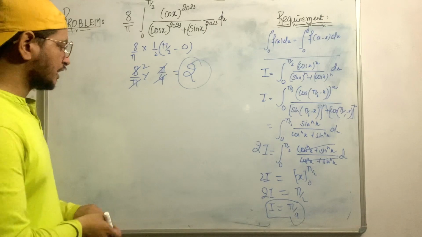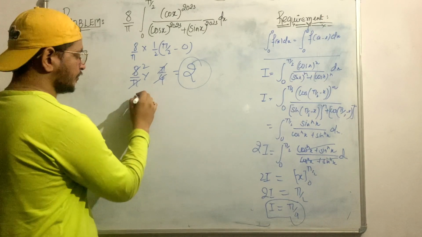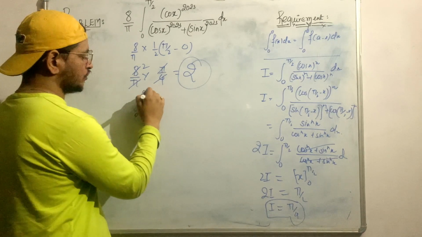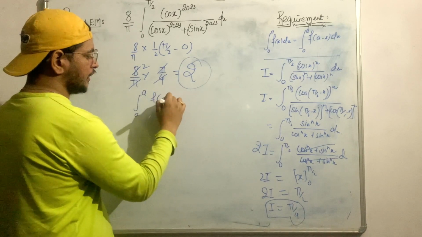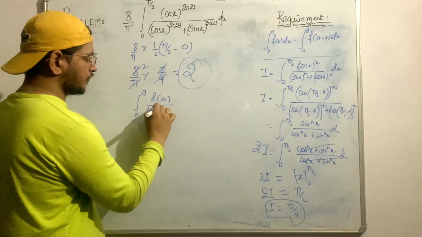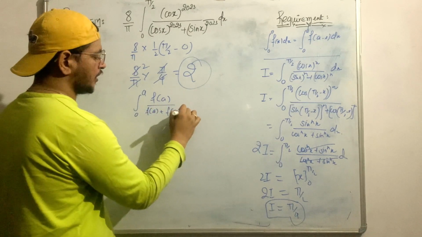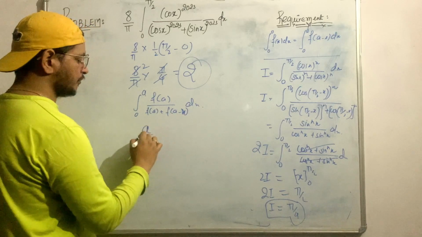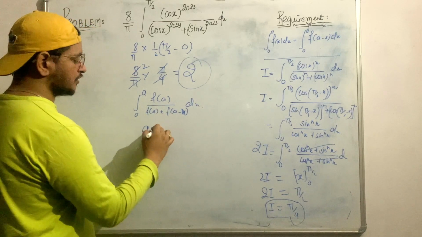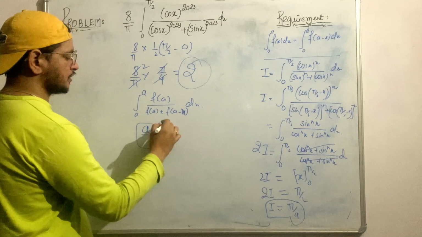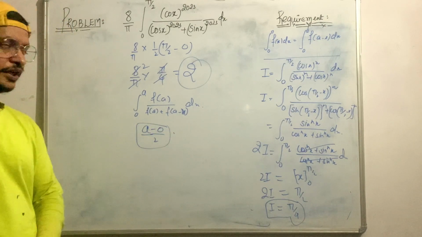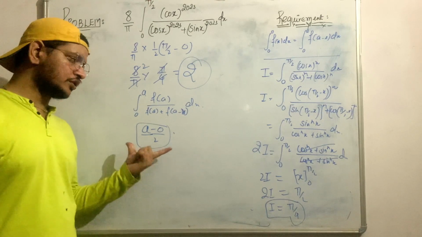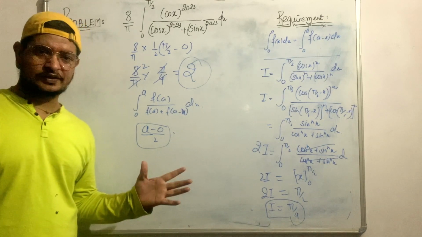I am writing the basic step: if I write the integral from 0 to a of f of x, this is given as f of x plus f of a minus x, so you will write it as a by 2, that is (a minus 0) by 2. This is the step that you have to follow, and you are getting the same answer that is given here. So this is the step that you have to follow. Hope you have understood this question.